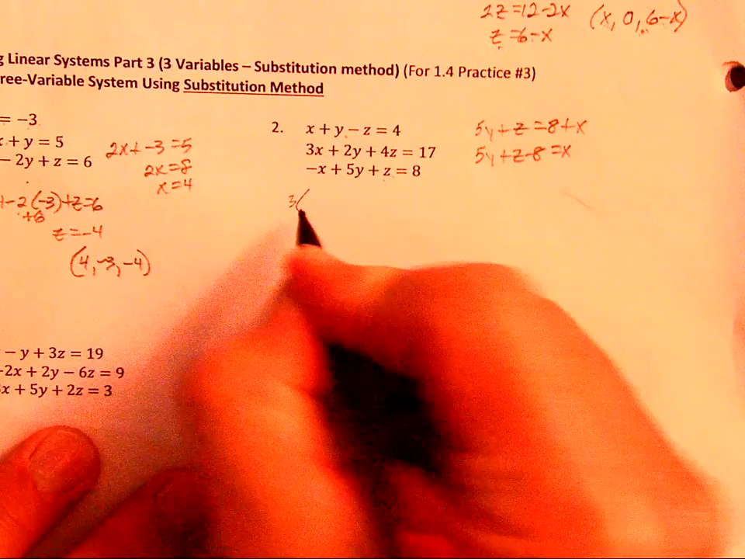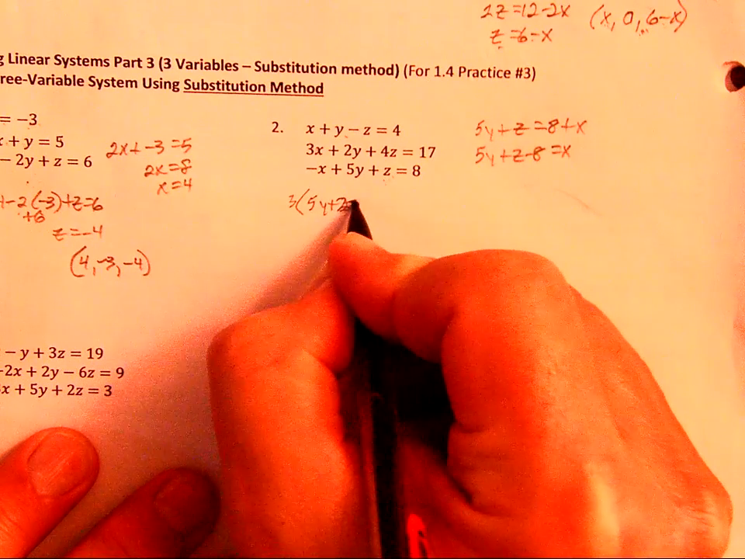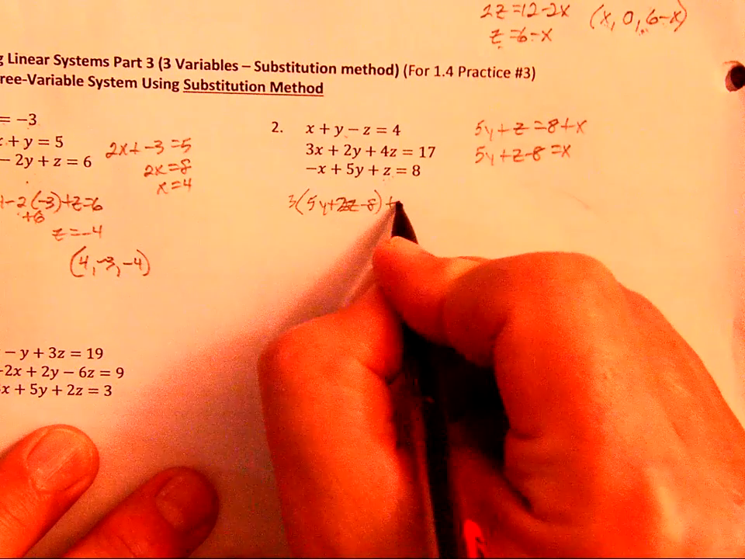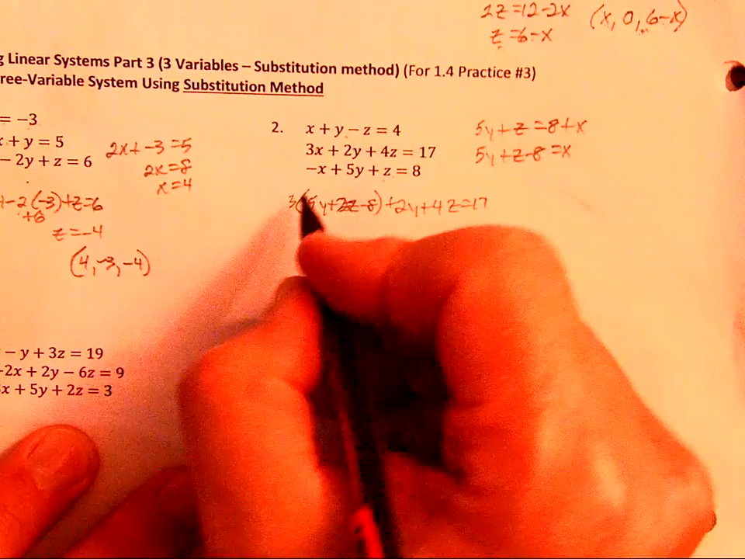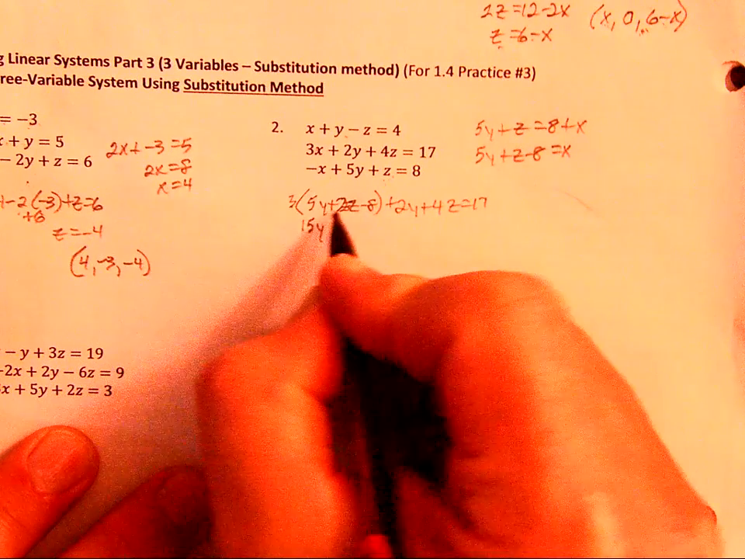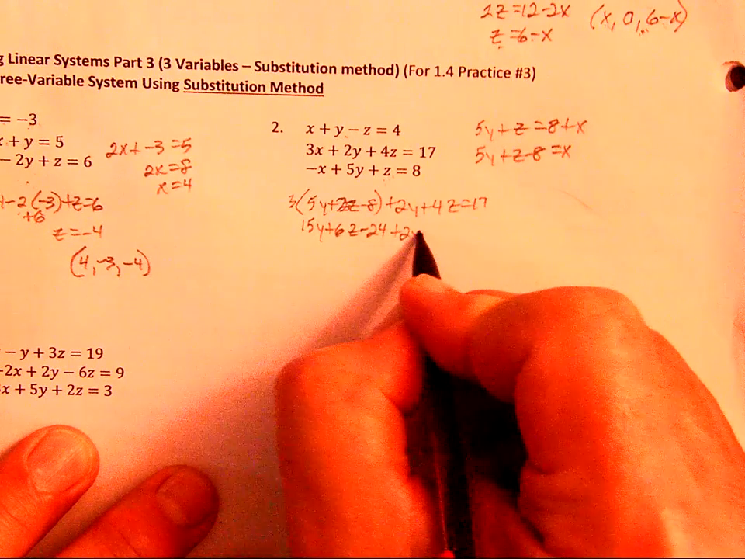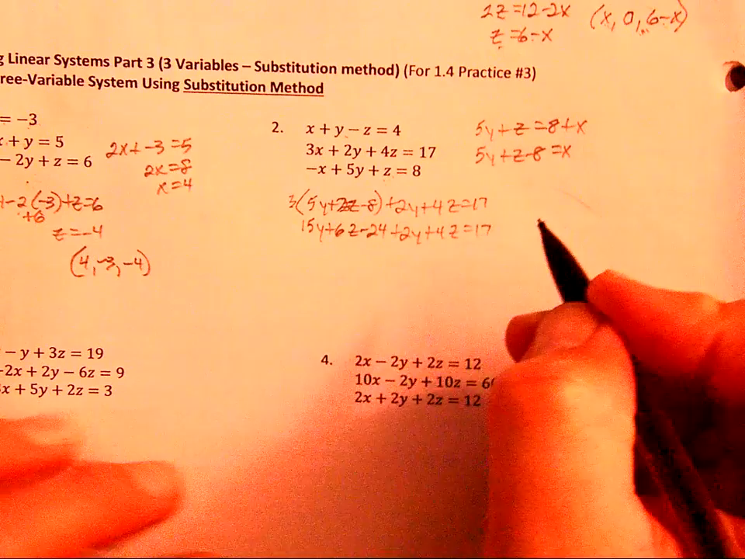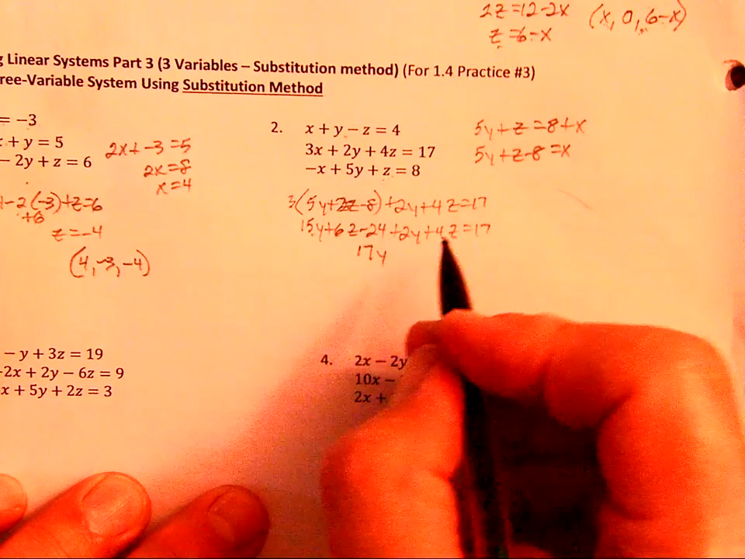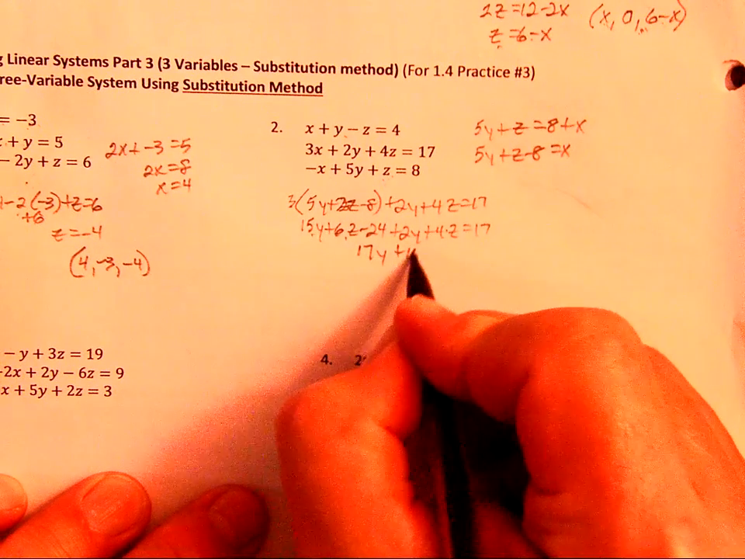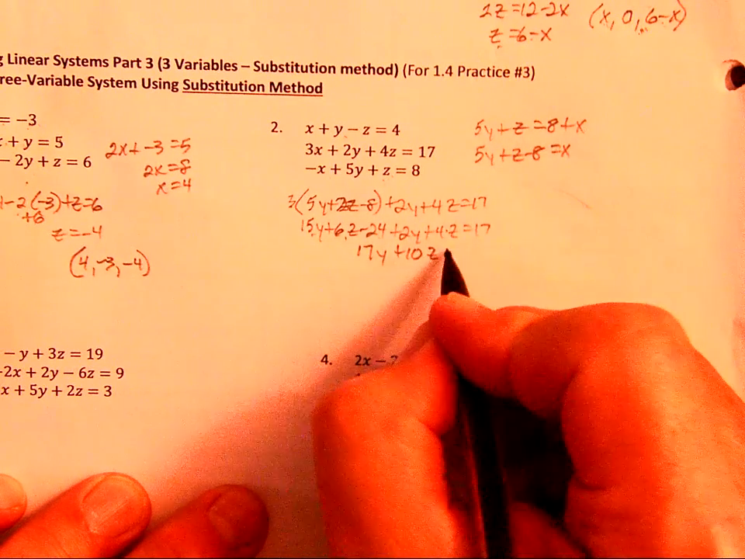So I'm going to take 3 times all of that, 5y plus 2z minus 8. And now I still have the plus 2y plus 4z equals 17. So if we distribute here, that's going to be 15y plus 6z minus 24. And we still have the plus 2y plus 4z equals 17. Now if we combine like terms, 15y and 2y is 17y, 6z and 4z is 10z, and I have a -24. If I add that to the other side, that's 41.